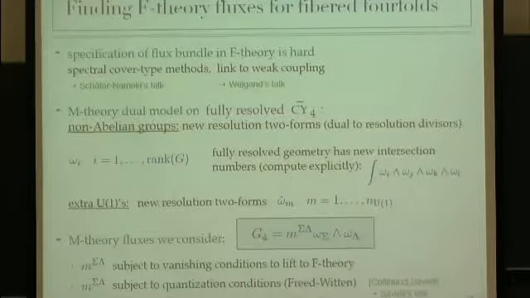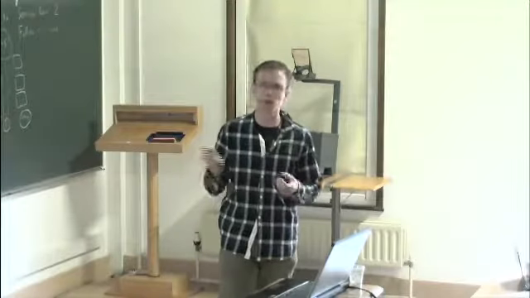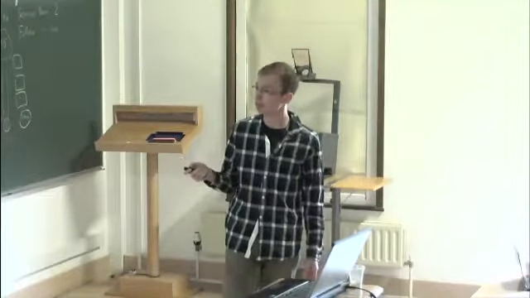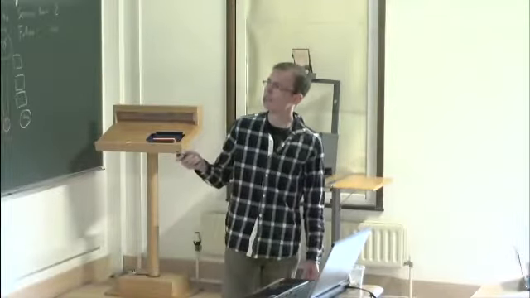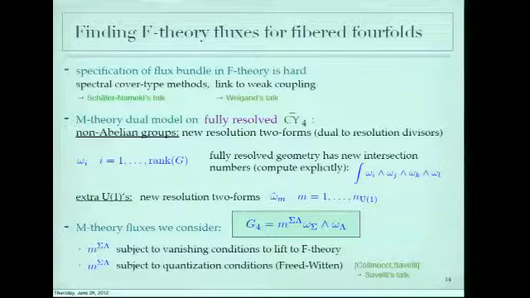What I want to point out is that these fluxes on the singular geometry are strange, right? Because these are 2-forms which are not present on the singular geometry. In order to lift such fluxes to F theory, these G4s have to satisfy certain vanishing conditions, and they are subject to quantization conditions, as will be discussed in Raffaele Savelli's talk.